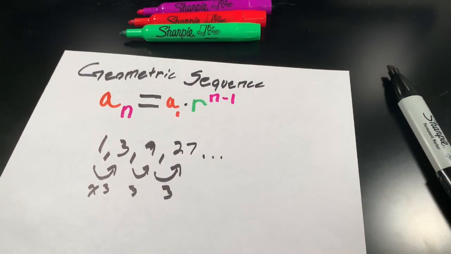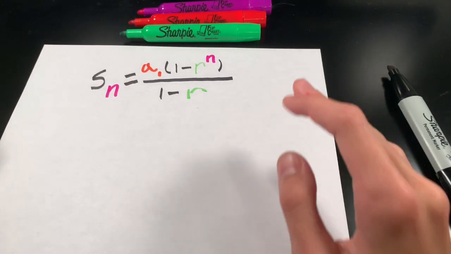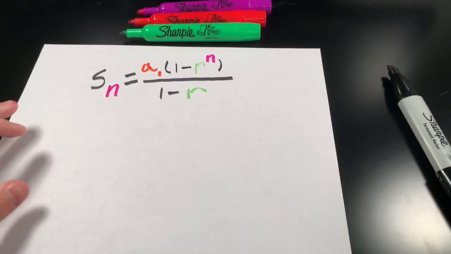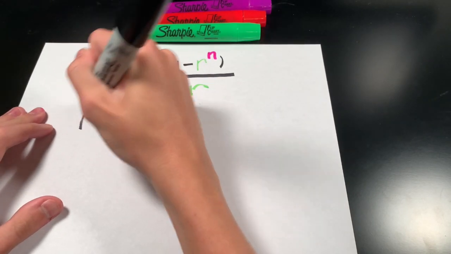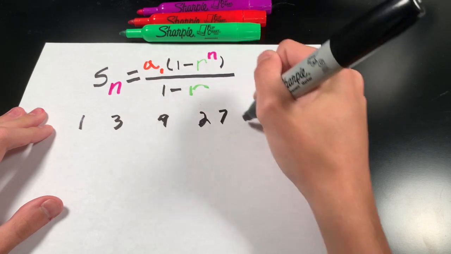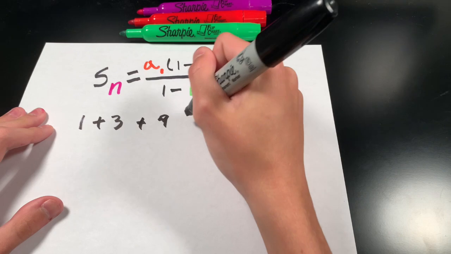And now let's get into what a geometric series is. Here is the formula for a geometric series, which looks a little bit more daunting. But basically, it's very similar to the last one, where you have 1, 3, 9, 27, and so on. But now we're adding up all of the terms.